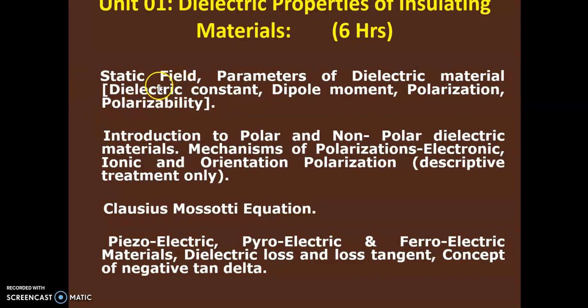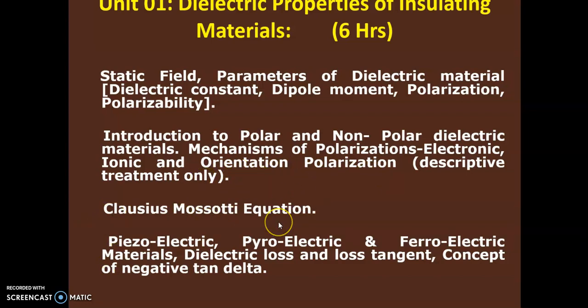Okay. So we have seen the curriculum of the syllabus: static field, parameters, dielectric materials, all the simple definitions related to polar and non-polar material, types of polarization, and polarizability. So this part we have seen. And then I introduced you to polar and non-polar materials. What is the difference between polar and non-polar materials, that also we discussed. And then polarization types, electronic, ionic, orientation polarization, that was also discussed in the last session.